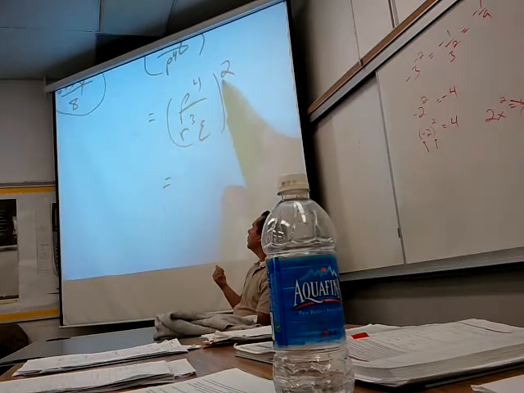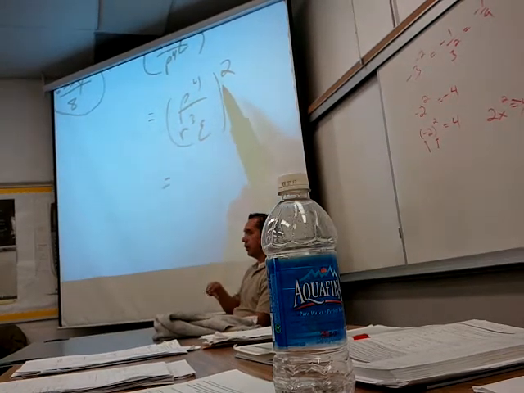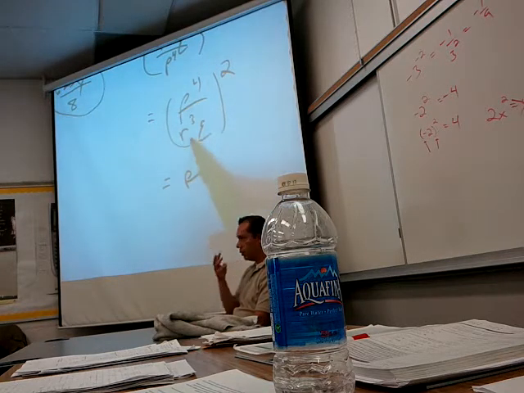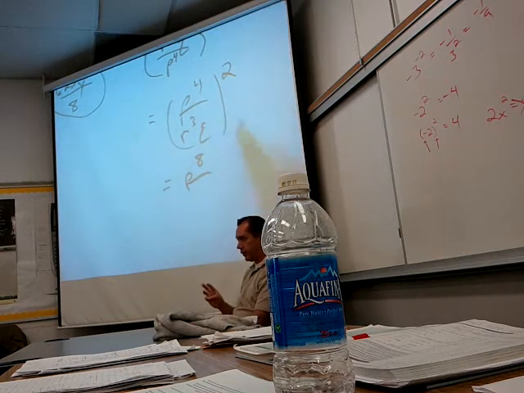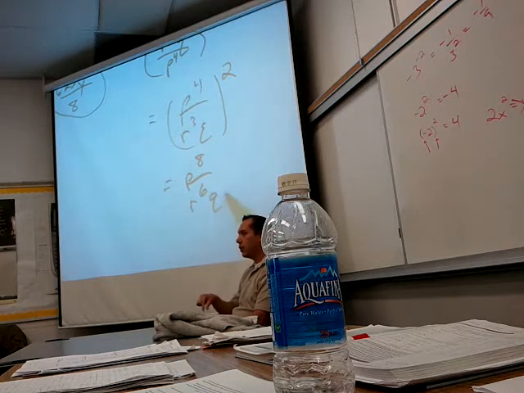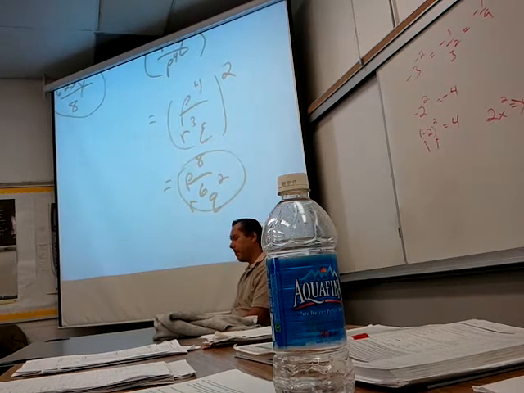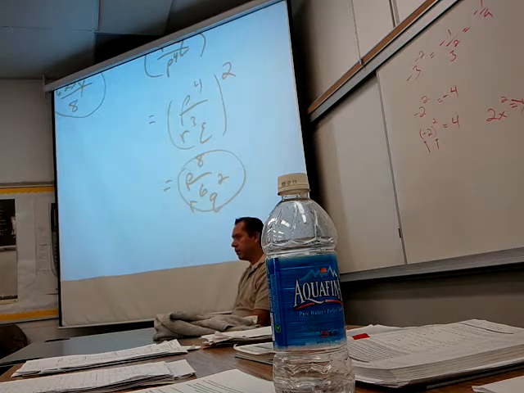P to the 8, not 16. P to the 8th, R to the 6, Q and Q to the 2nd. Okay. And that's the final answer. That's it. There's nothing else I can do there. It's that simple. No, it's not simple.